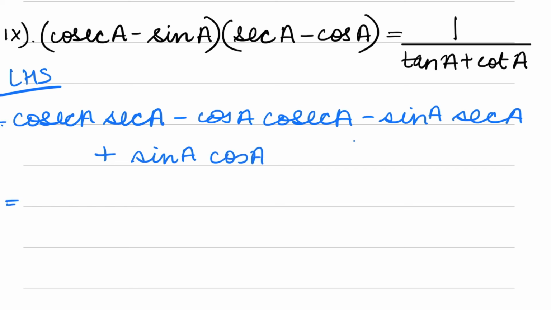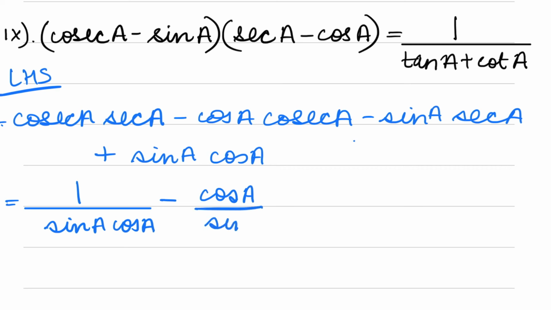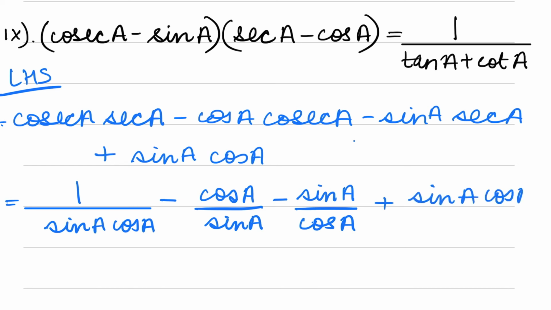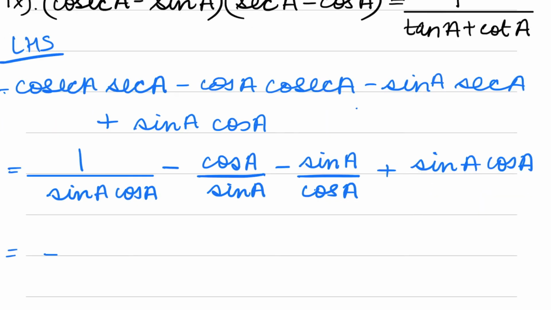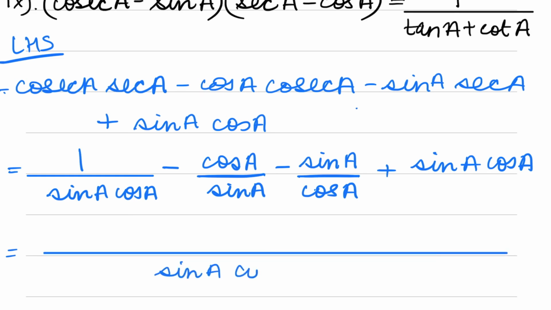Now we can change everything into sin and cos. So cosec a into sec a will be 1 by sin a cos a, and minus cos a divided by sin a, since cosec a is the inverse of sin, minus sin a by cos a, since sec a is the inverse of cos, plus sin a cos a. Now I can take the LCM as sin a cos a.